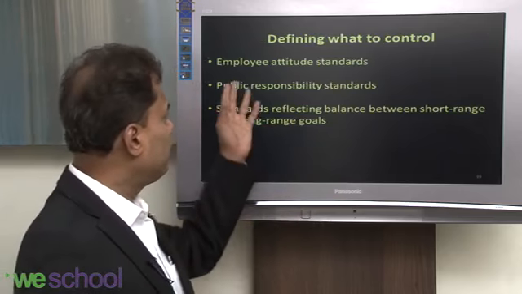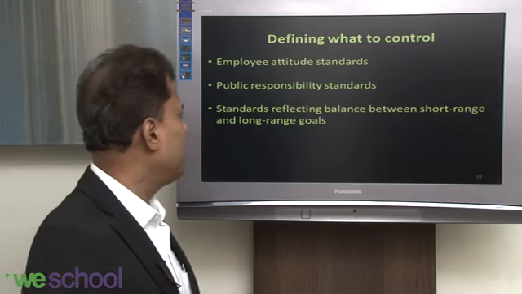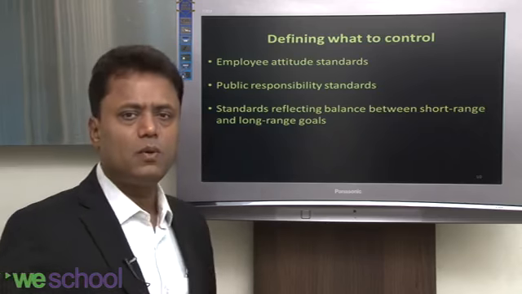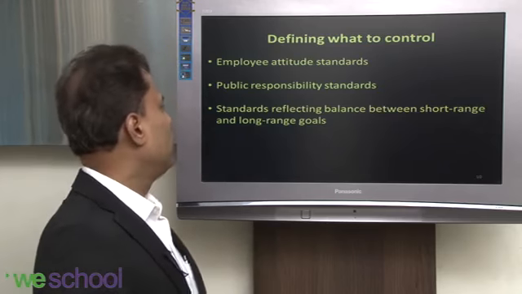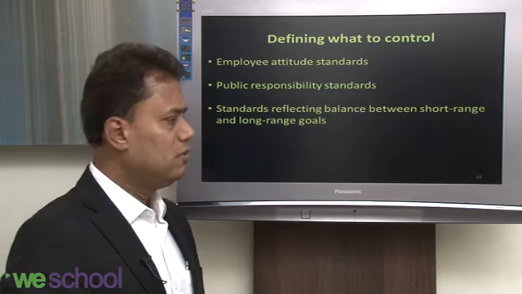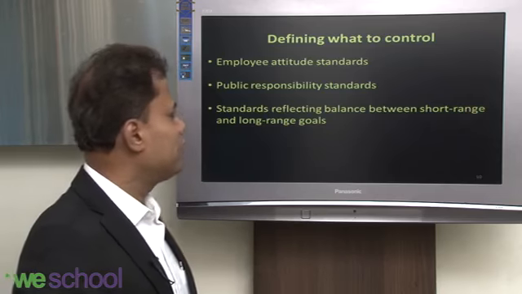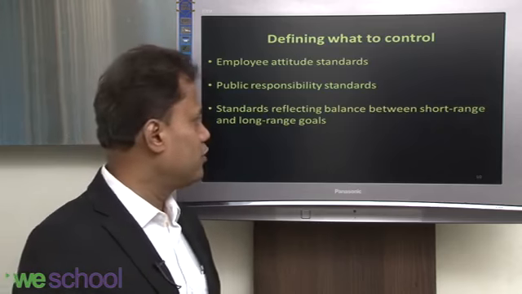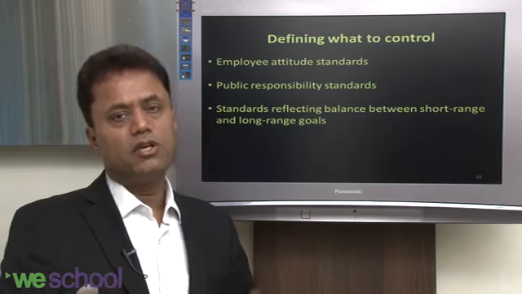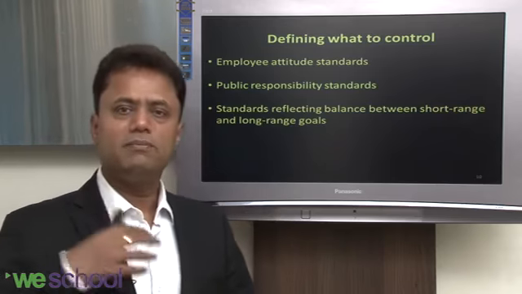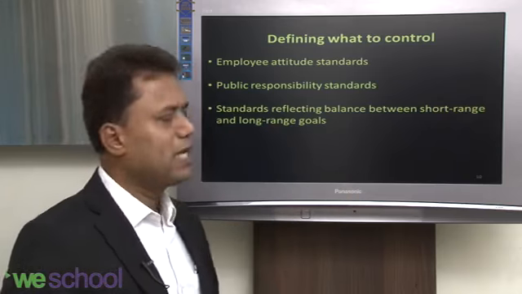Defining what to control from an employee attitude standpoint, how do you change the employee behavior? Because the new strategy requires a complete DNA change, cultural change in the organization. Public responsibility standards. You need to look at the market. Standards reflecting balance between short range and long range. You cannot be only looking at long range and then missing the short term goals. You cannot be only looking at short term goals and missing out on the long term goals. So you need to strike a balance between these two.